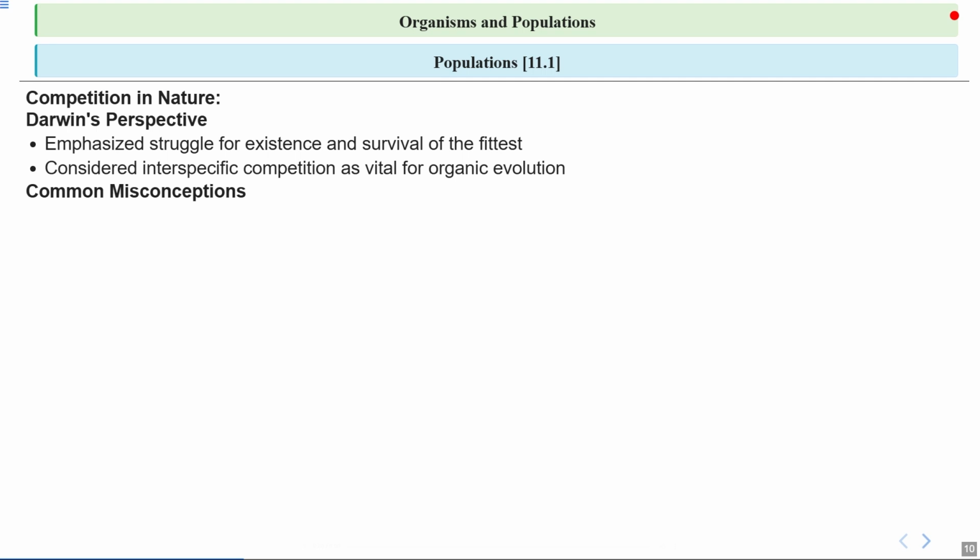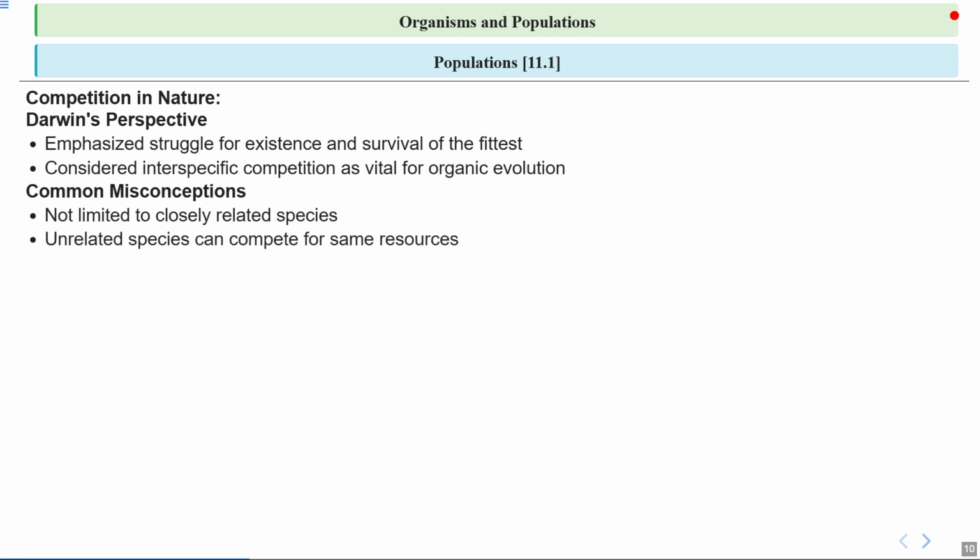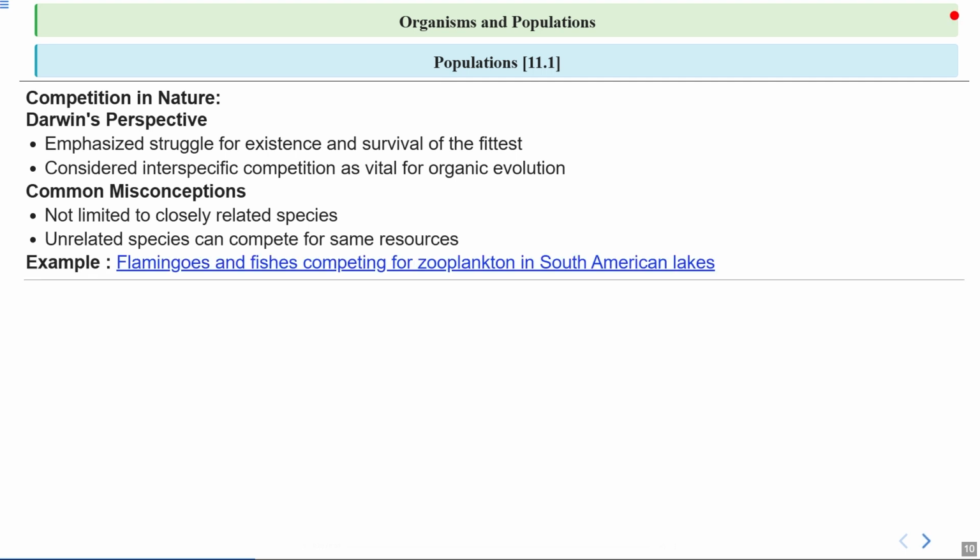So a common misconception is that only closely related species compete with each other. But in reality, competition can happen between very different organisms or unrelated species as well. So it is not limited to closely related species, and unrelated species can compete for the same resources as well. An example is in South American lakes, where both flamingos and fishes compete for the same food, which is zooplankton. This is an example of competition among unrelated species.